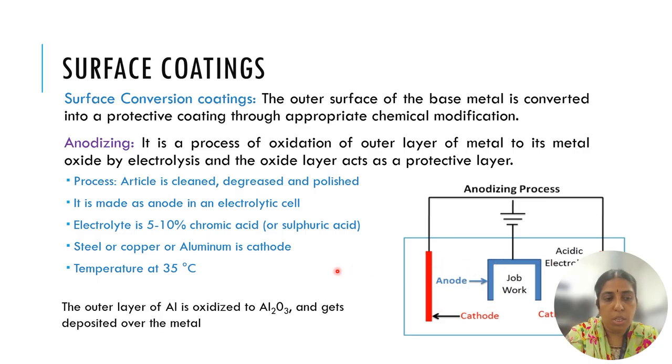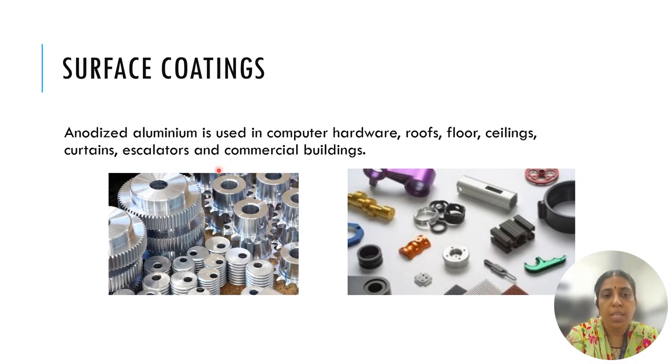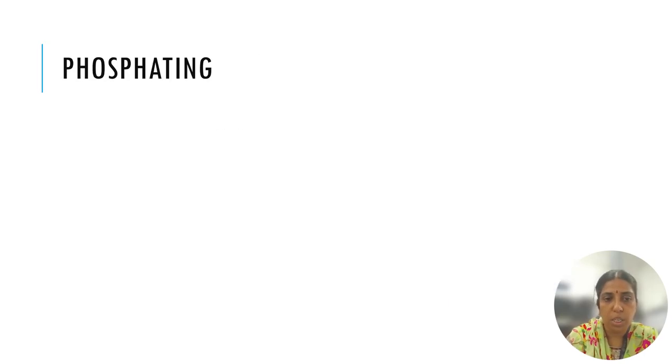In the next step, the outer layer of our aluminium becomes aluminium oxide, and this process is known as anodizing. You can see some applications of anodized products; whatever we use in our day-to-day life is mostly anodized. For example, computer hardware, roofs, floors, ceilings, curtains, escalators and commercial buildings undergo the process of anodization.